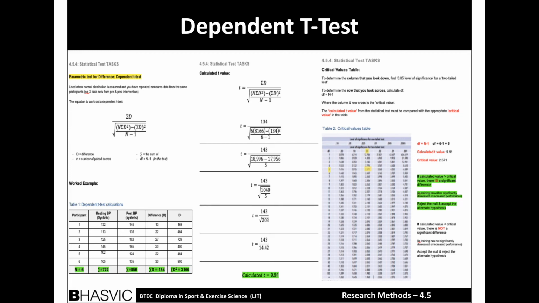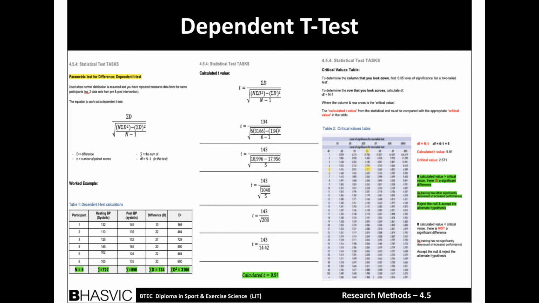Once the equation has been completed, you then need to work out the critical value. To do this, find your n minus 1 value, which is 5. On the right hand column, move downwards until you reach 5, then move across and under 0.5, as this is our level of significance for a two-tailed test. The value that we reach when across and under these two values is 2.571, and this is our critical value.